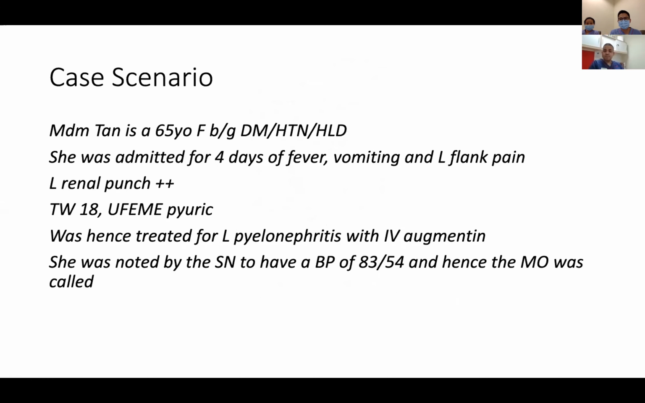Maybe we'll start off with a case scenario, and then we'll loosely tie the discussion around it. Madam Tan is a 65-year-old female with background hypertension, hyperlipidemia, and DM. She was admitted for 4 days of fever, vomiting, left flank pain, with a positive renal punch, and was found to have raised total white cells and pyuria. She was treated as likely left pyelonephritis with IV Augmentin. A couple of hours into her ward admission, the staff nurse noticed that her blood pressure was low at 83/54, and hence the ward MO was called.